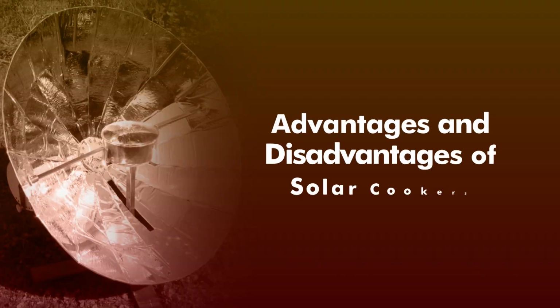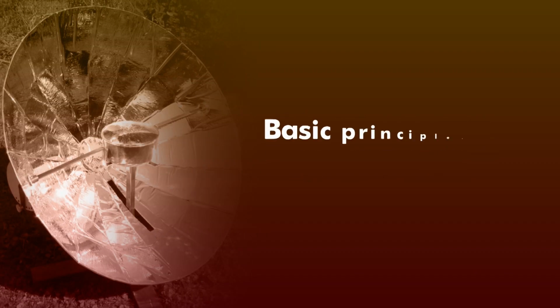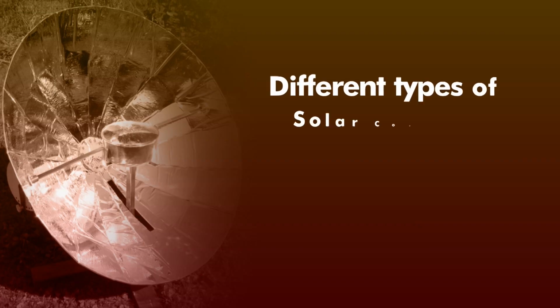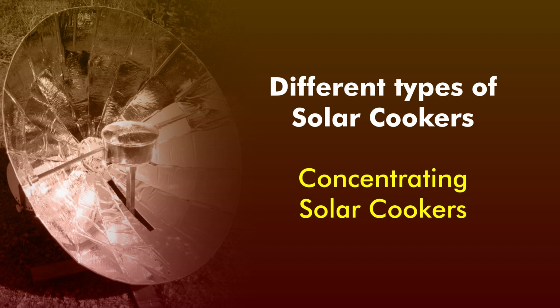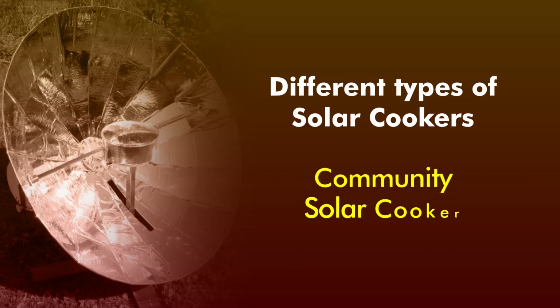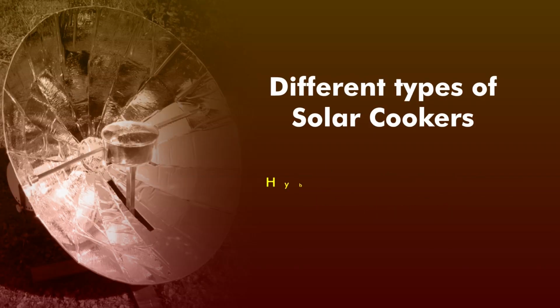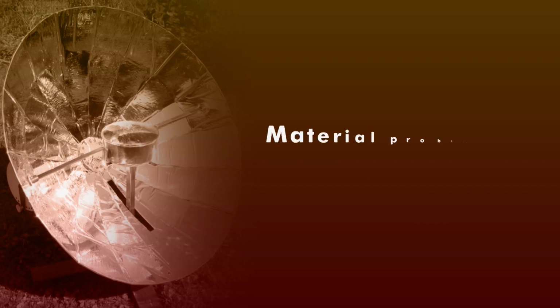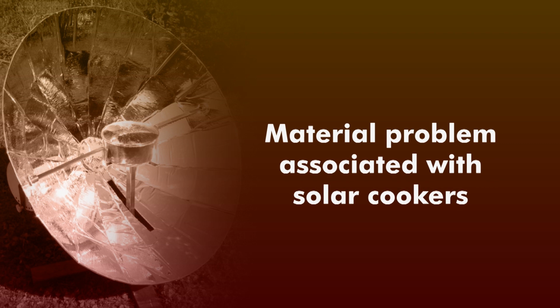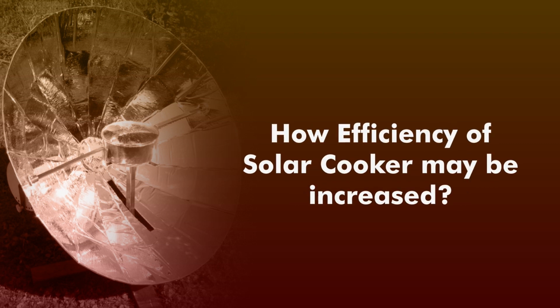Dear learner, in this session we will discuss the advantages and disadvantages of the solar cooker and the basic principle of the solar cooker. After that, we will discuss different types of solar cooker, like dish type solar cooker and concentrating solar cooker. Our main focus will be on box type solar cooker and community solar cooker. We will also discuss hybrid solar cooker and window type solar cooker, and then we will discuss the material problems associated with the solar cooker and how the efficiency of the solar cooker may be increased. This will also be discussed.